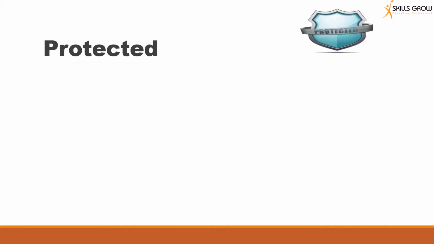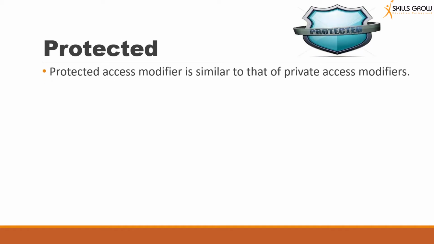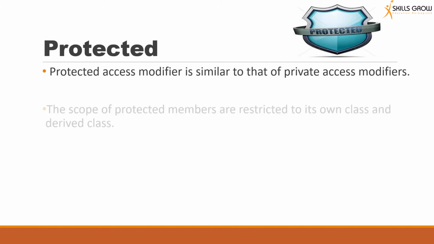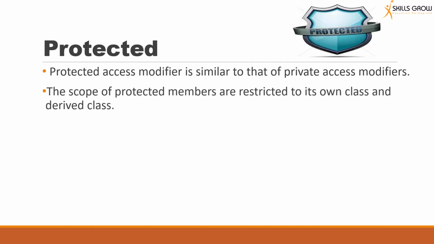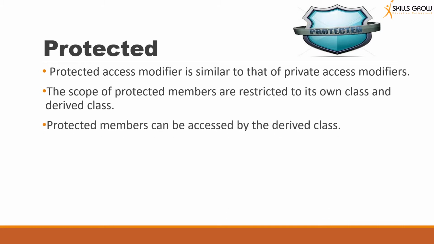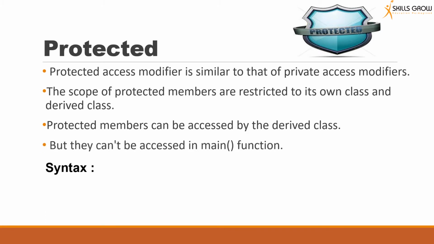The last in our list is the protected access modifier. The protected access modifier is similar to the private access modifier. The scope of the protected modifier is restricted to its own class and derived class. Protected members can be accessed by the derived class, but they cannot be accessed in the main function.